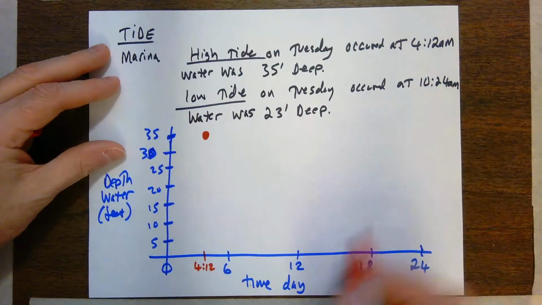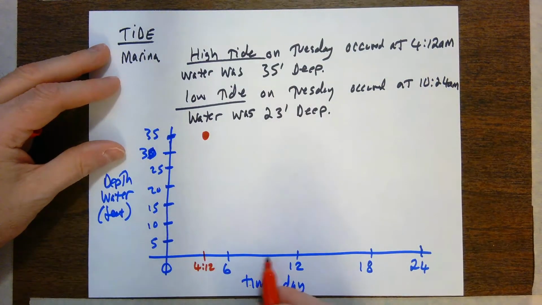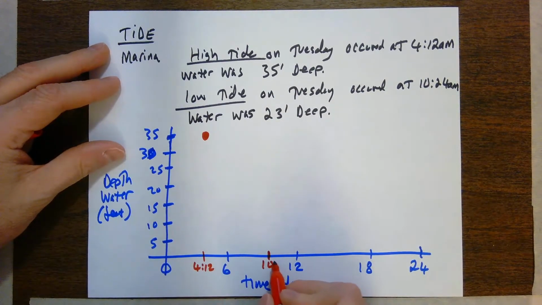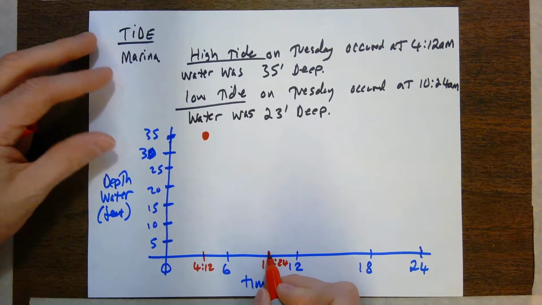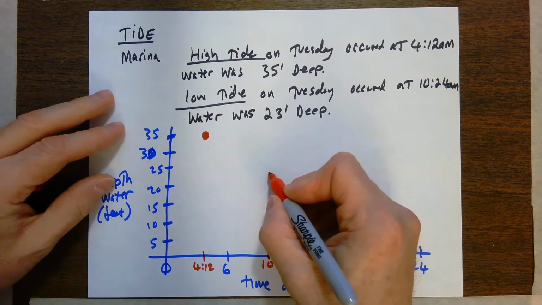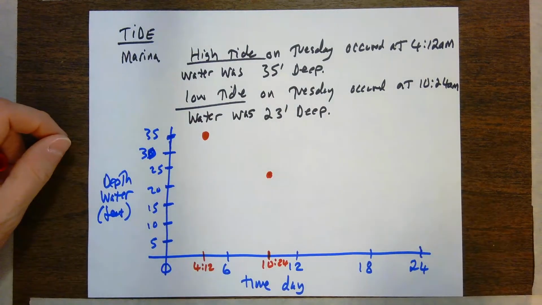At 10:24, so let's see, 6, 7, 8, 9, 10. I'm going to say 10 is right around here. 10:24, I'm going to say that's 10:24. My low tide was 23 feet deep, which was right about here. That's my low tide, 23 feet deep.